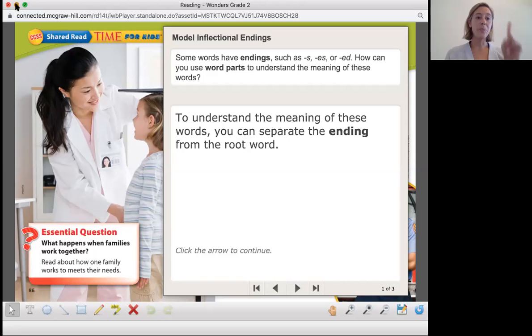So if we have the S at the end of a word, it can mean plural or it can mean happening now. We just have to read the context clues and the sentences around or in that word to figure out if it means plural or happening now. We have ES, which also is plural. And then we have the ending word part ED, which means in the past. Okay, we good? All right, so let's move on.